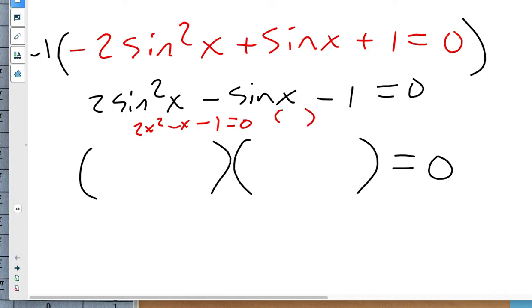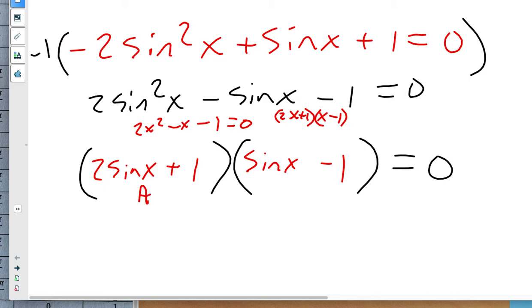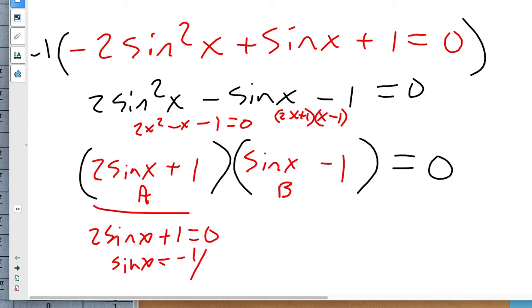So this would factor to 2 sine x plus 1 times sine of x minus 1. And then this is your a times b equals 0. So I want to figure out when this part is 0. Well, that would be when 2 sine of x plus 1 equals 0. Solve for sine: sine of x equals -1/2.